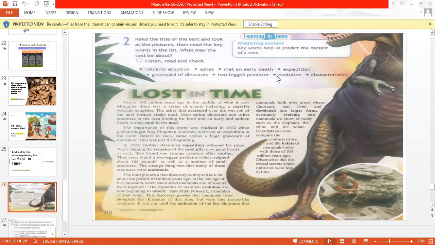Evolution, as we said, evolution, it means how the living changed and developed over the years, over millions of years or many years. Characteristics, it means how the animals or a human being agreed on the same thing. Okay, guys? Lost in time. Nearly 100 million years ago, in the middle of what is now Mongolia, there was a series of events, including a massive volcanic eruption.